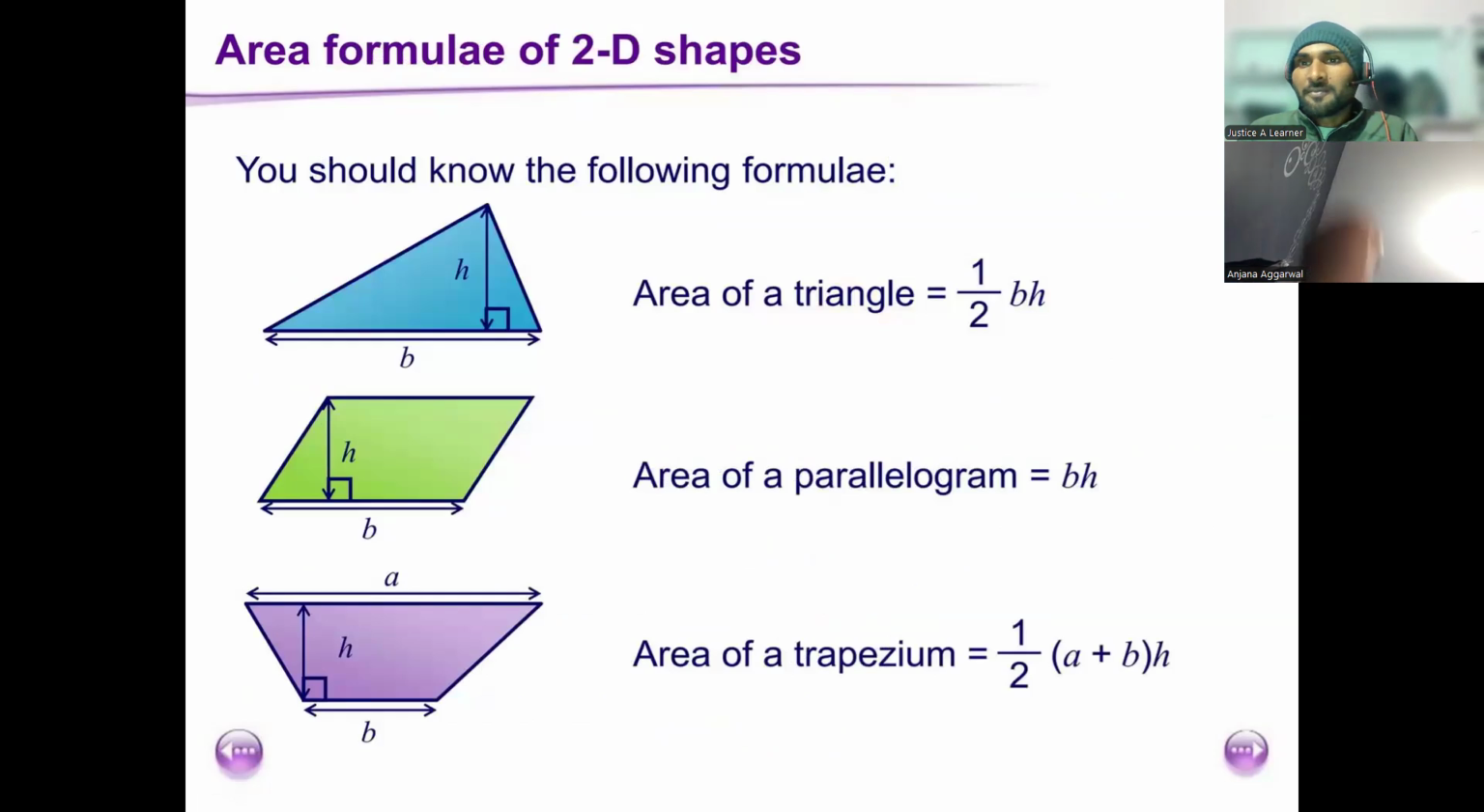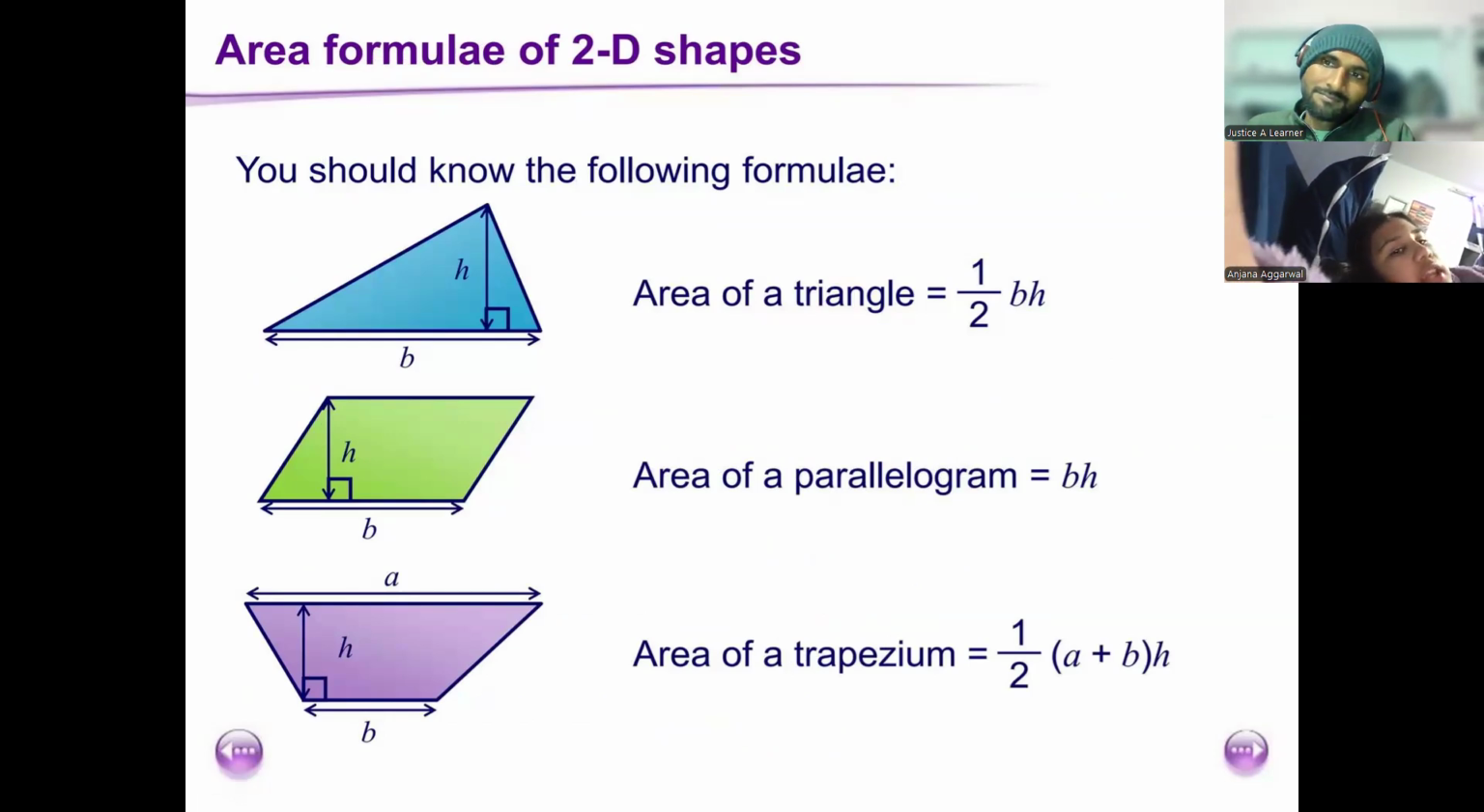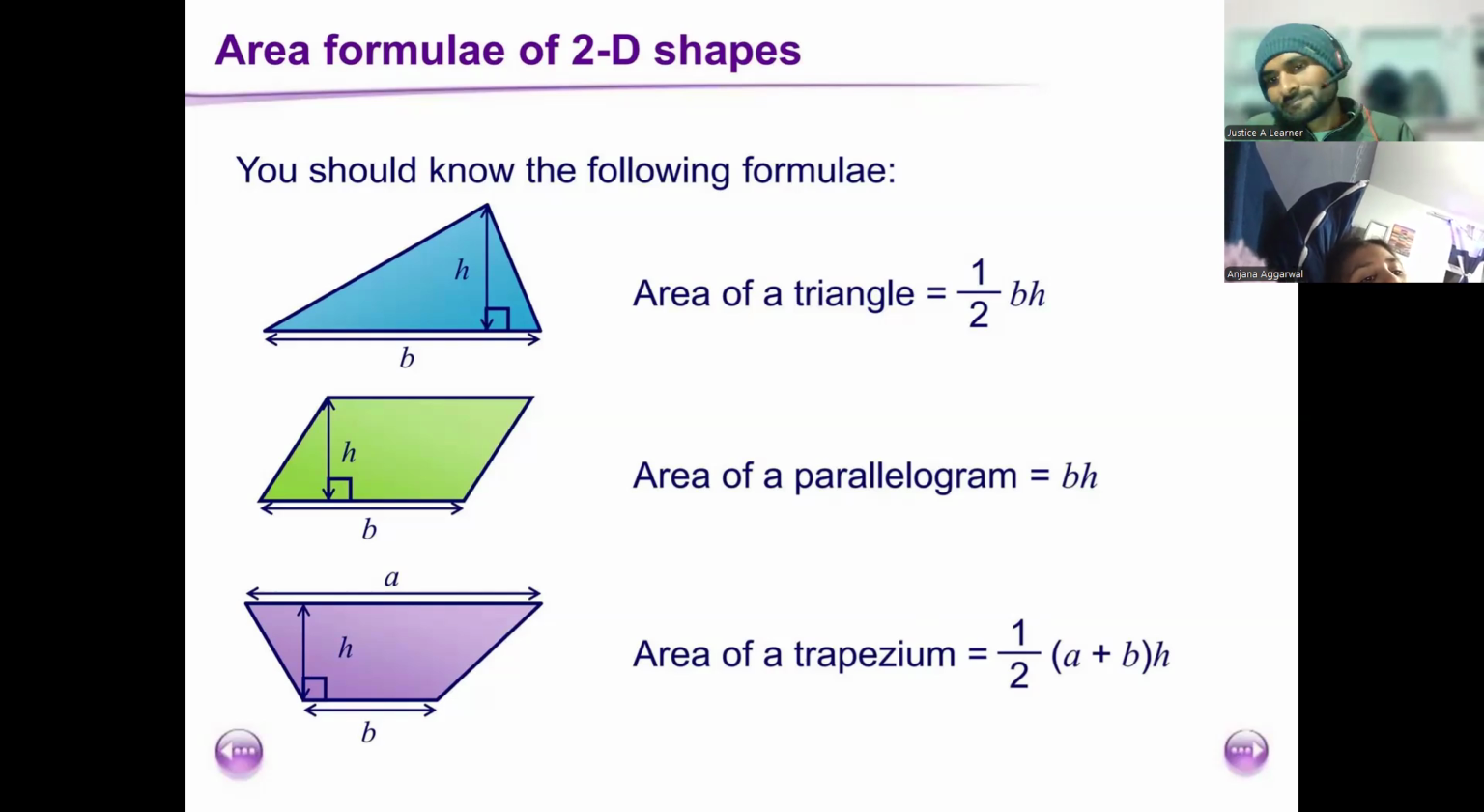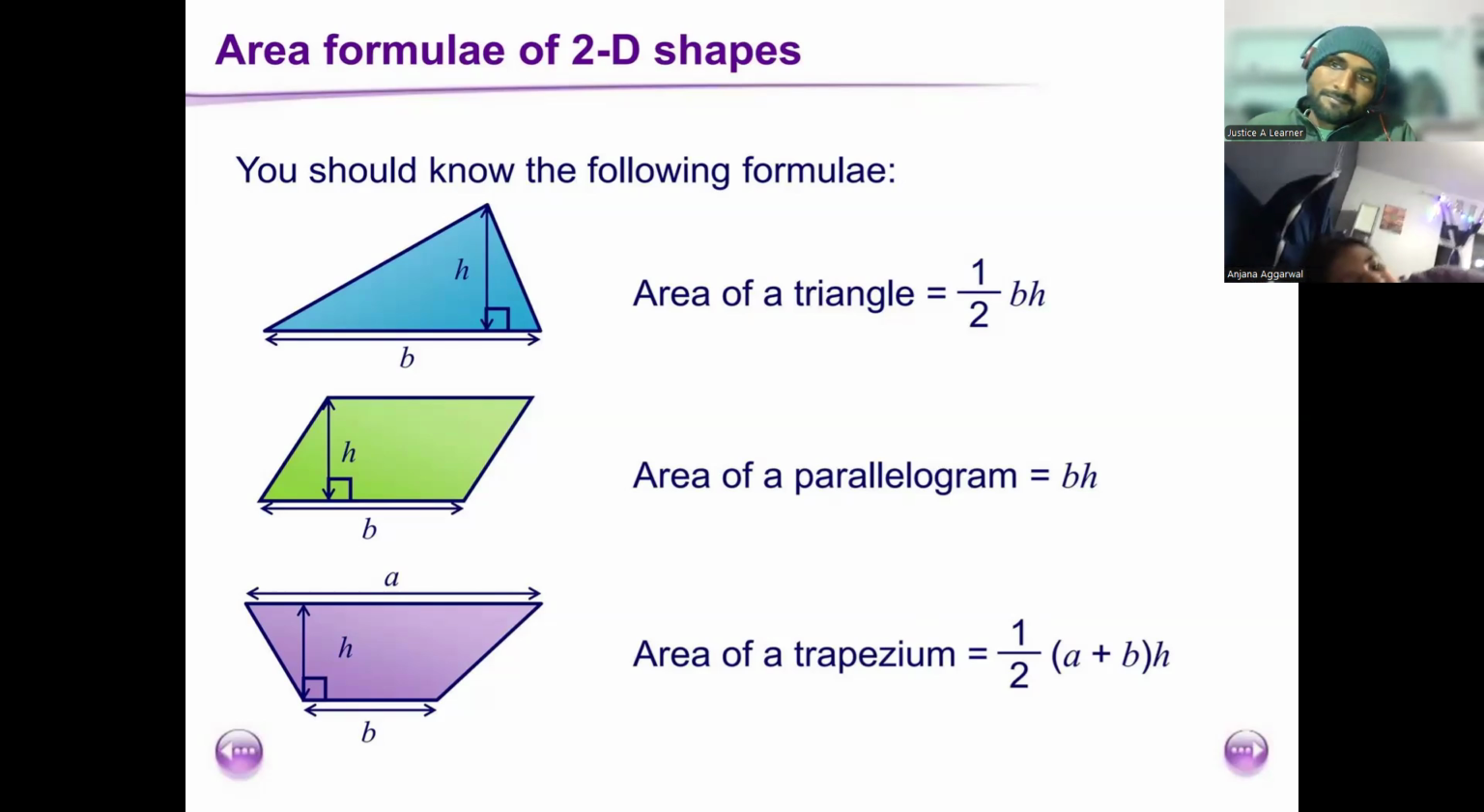You should know the following formulas now. Let's revise it. Area of a triangle is equal to 1/2 into base into height. Area of a parallelogram is height into base. Area of a trapezium is 1/2 into the sum of parallel sides times the height. Correct. Take a screenshot of it.